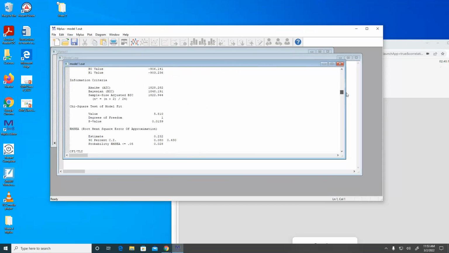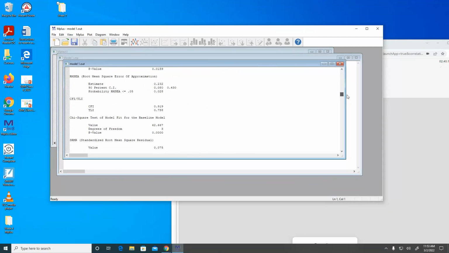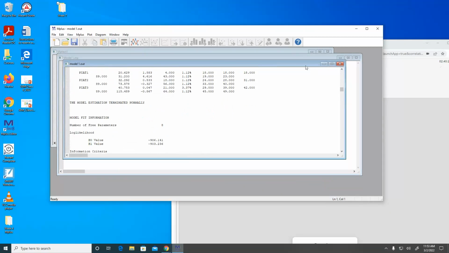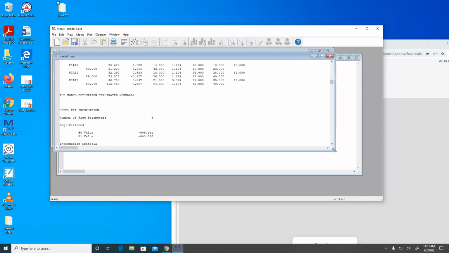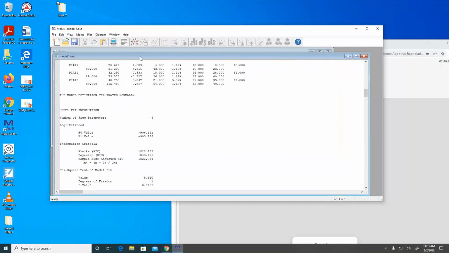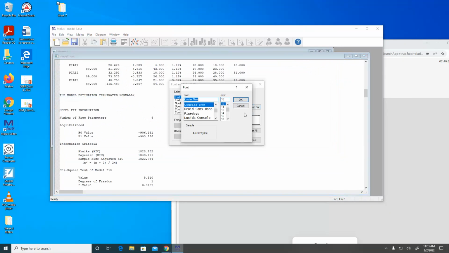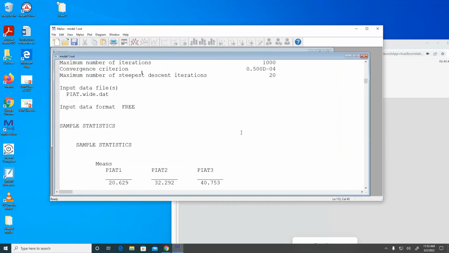0.232. That does not look good, does it? Okay. So, let me get this. Output. View. No. Edit. Change font. Choose font. I want it big, right? Okay. There we go. Okay. So let's see here.